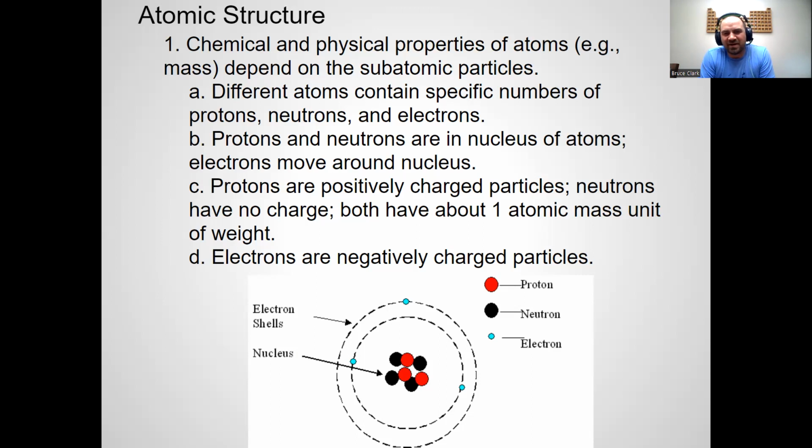Protons carry a positive charge. Electrons carry a negative charge. Neutrons have no charge. All right. Once again, that should be pretty straightforward. And as a reminder, electrons are really small, so we don't give them a mass when we're talking about atomic mass units, whereas protons and neutrons, we do consider those.